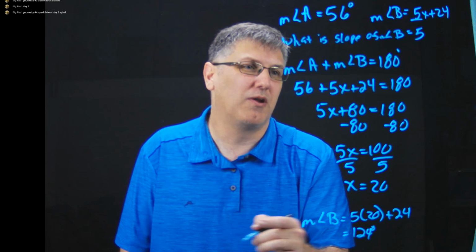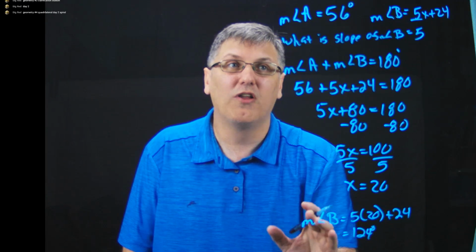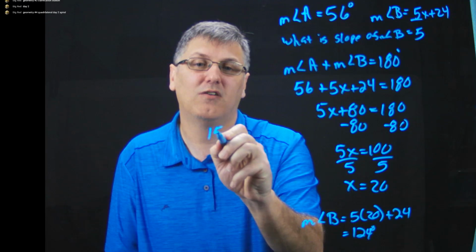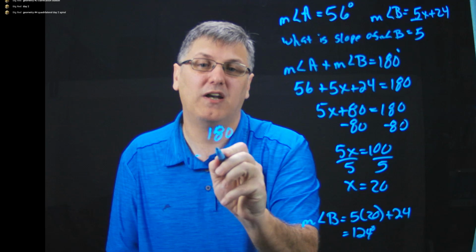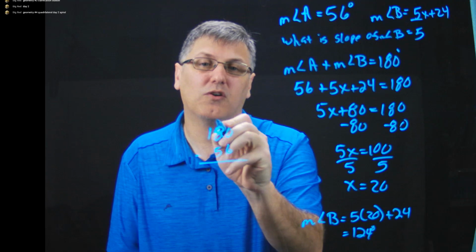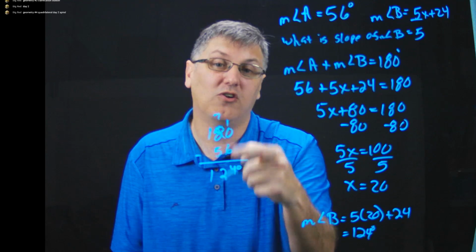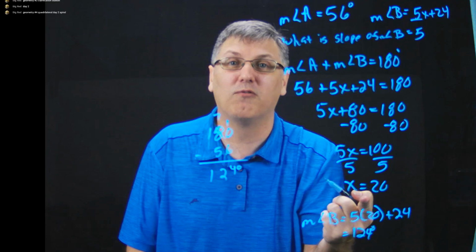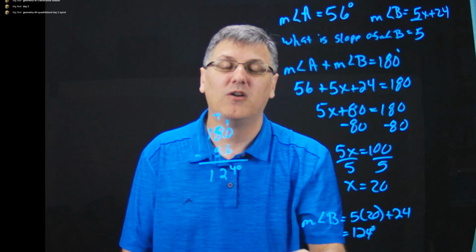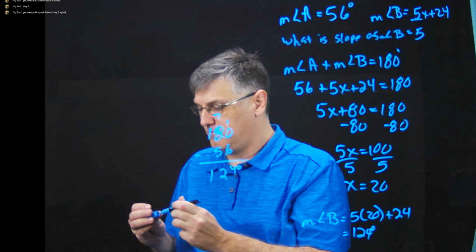Now, because these are supplementary, I didn't have to go through all of this. All I actually had to do is do 180 minus 56. We're going to borrow from here. This gives me a 4, a 2, and a 1, 124. You could have done it this way, or you could have done it the much more fun way using algebra. Hopefully that helps you.